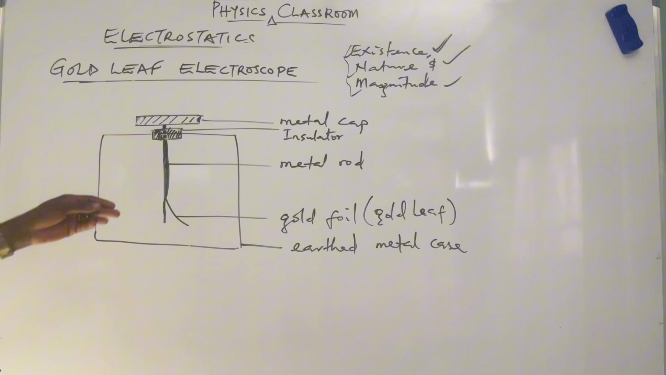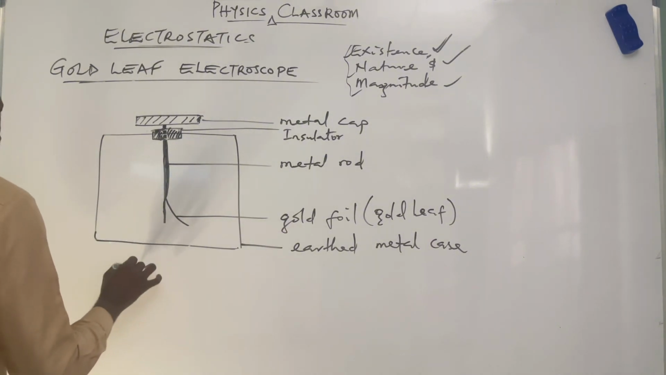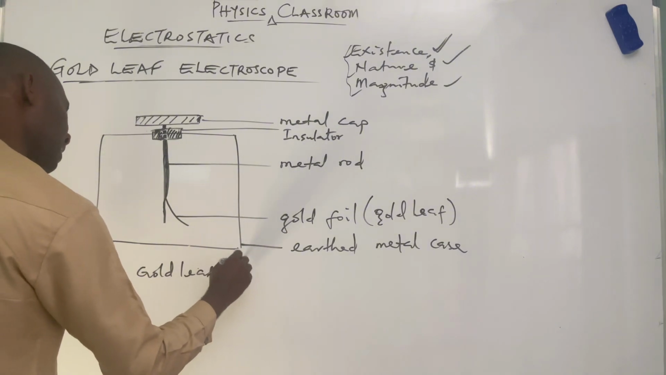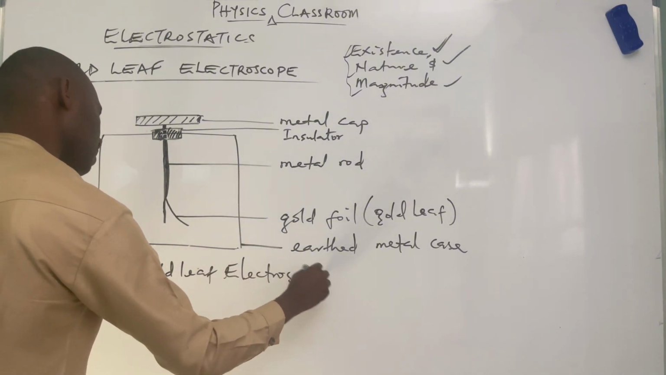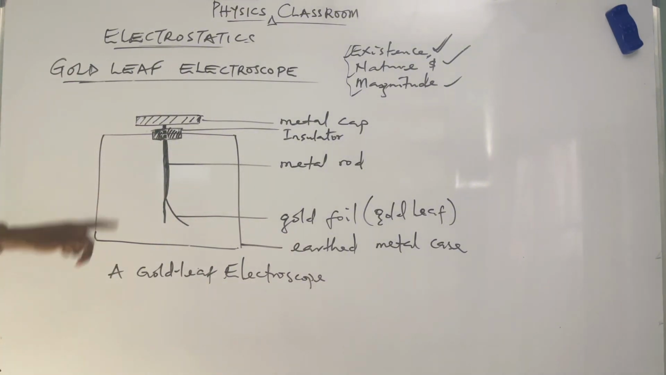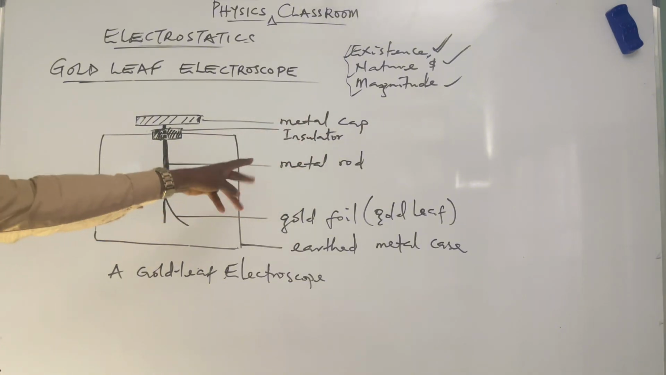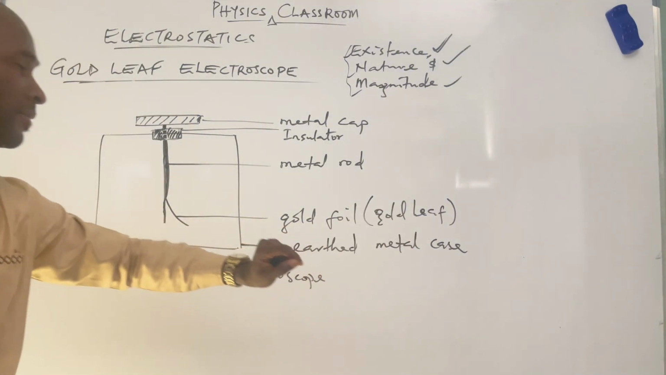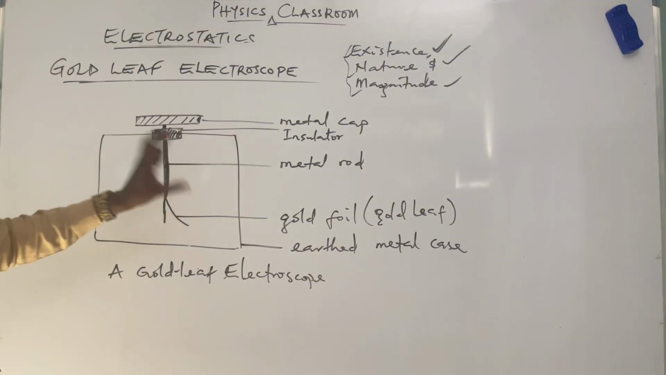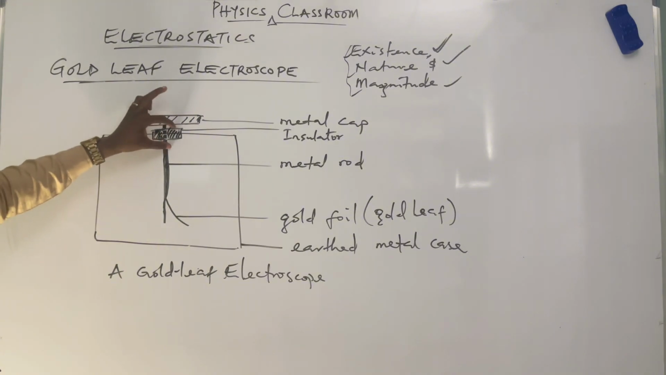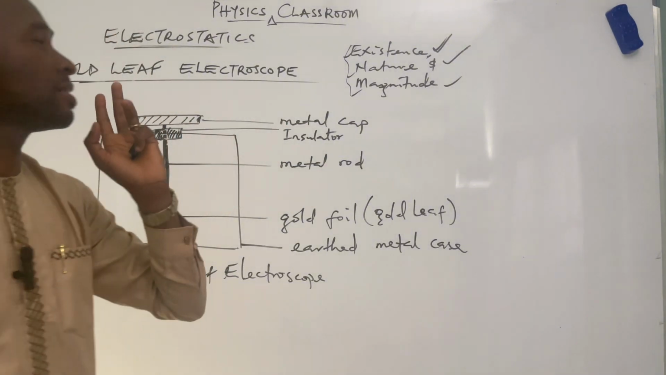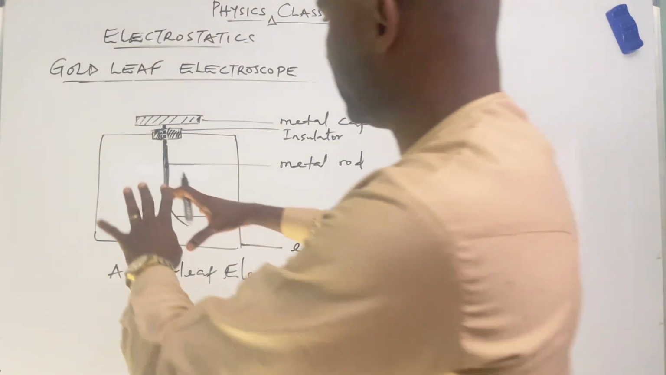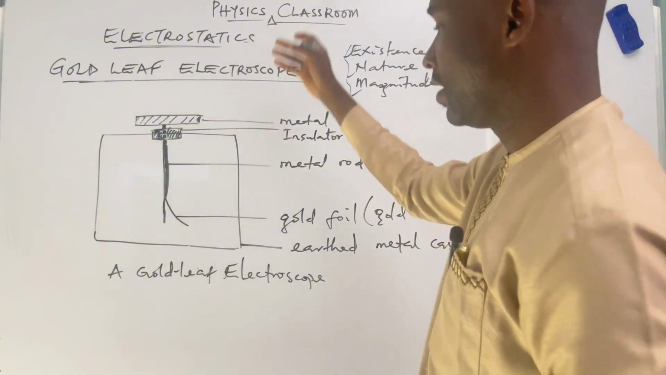So if they ask you to describe a gold leaf electroscope: it consists of a metal cap connected to a metal rod and a gold foil, housed in an earthen metal case with a glass viewing window. And all the connection is stopped by an insulator called perspex. So that's just the description, both verbal and diagrammatic, of a gold leaf electroscope.